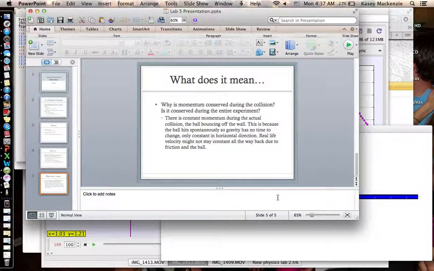In real life, the velocity might not stay constant during the entire experiment because of the friction on the ground and maybe how full the ball is of air. Many different human errors come into play, as they did in mine when I used Tracker. But in a perfect scenario, the momentum and the velocity would stay constant.